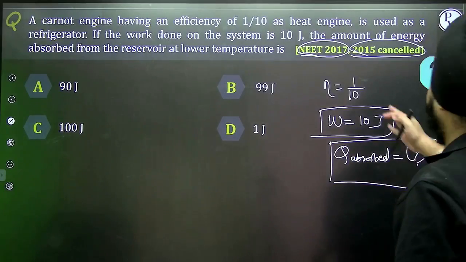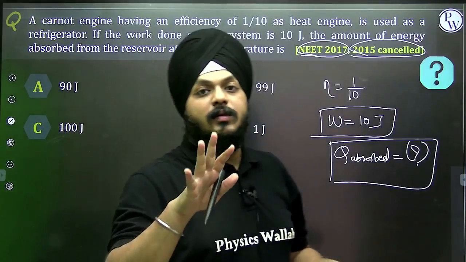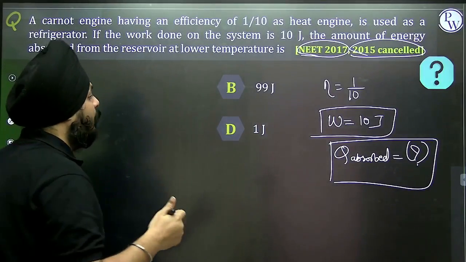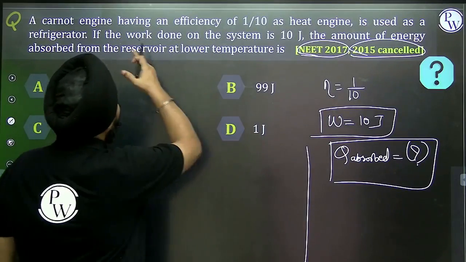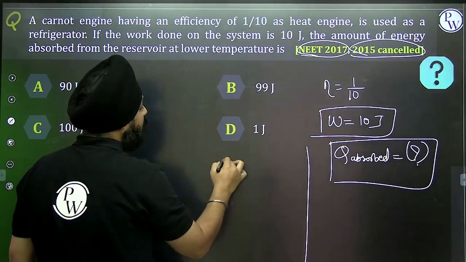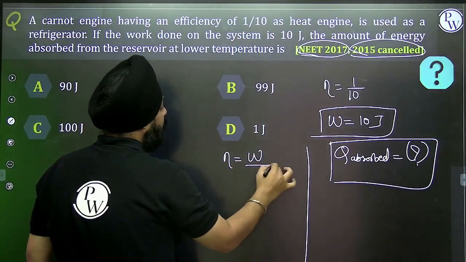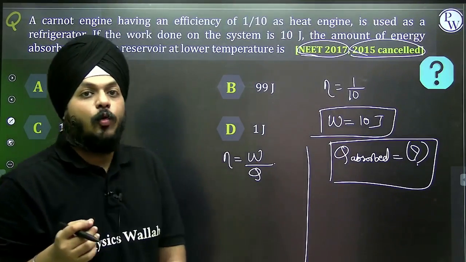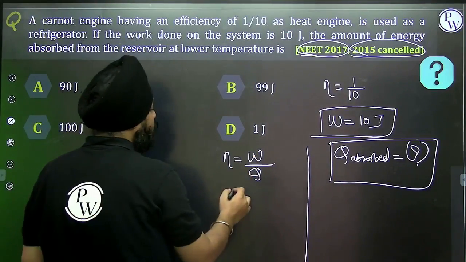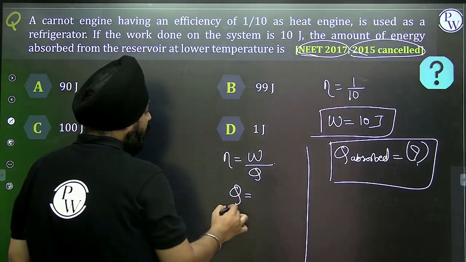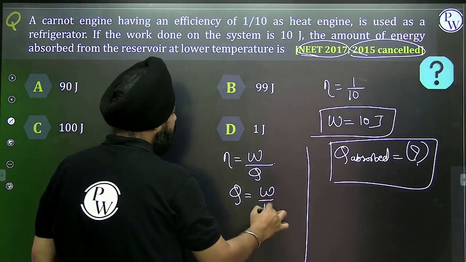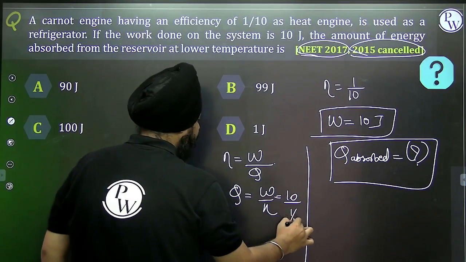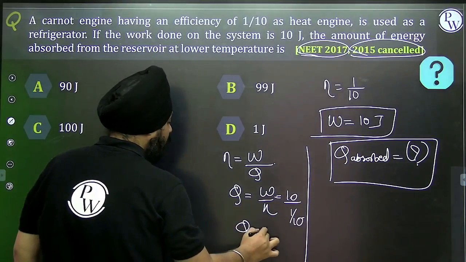First of all, the efficiency is 1 by 10 when used as a heat engine. So efficiency is work done divided by Q. Here work done is 10 joule, so Q is work done divided by efficiency. Efficiency is 1 by 10 and work done is 10 joule, so Q is equal to 100 joule.